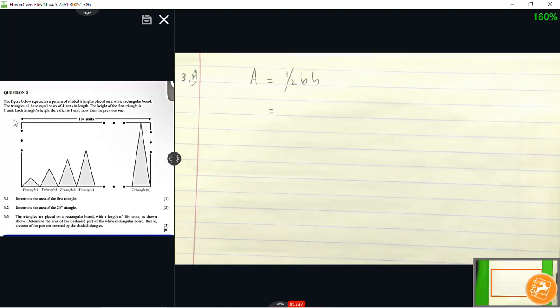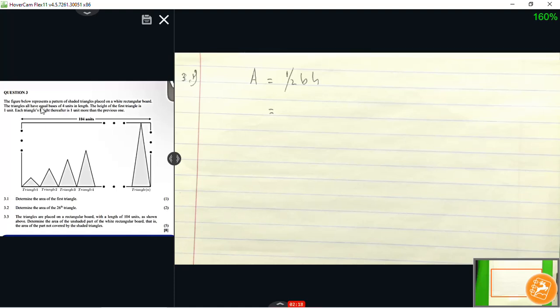So let's see, what do they say? They say the figure below represents a pattern of shaded triangles. So all these triangles represent a pattern. What are they talking about? Not a design pattern. They're talking about a mathematical pattern, isn't it? They are placed on a white triangular board. So this rectangular shape here is a board, and on top of that board, what is it? Triangles.